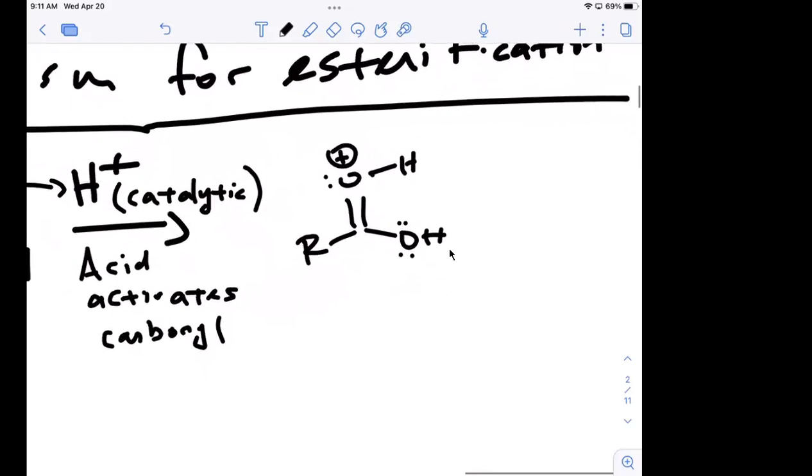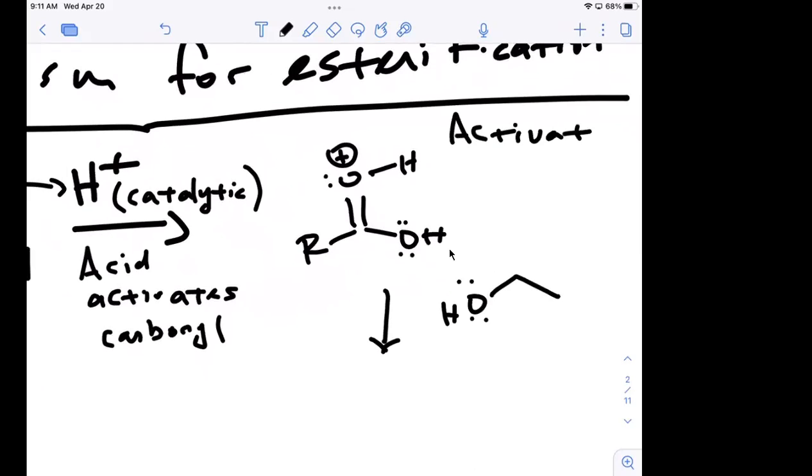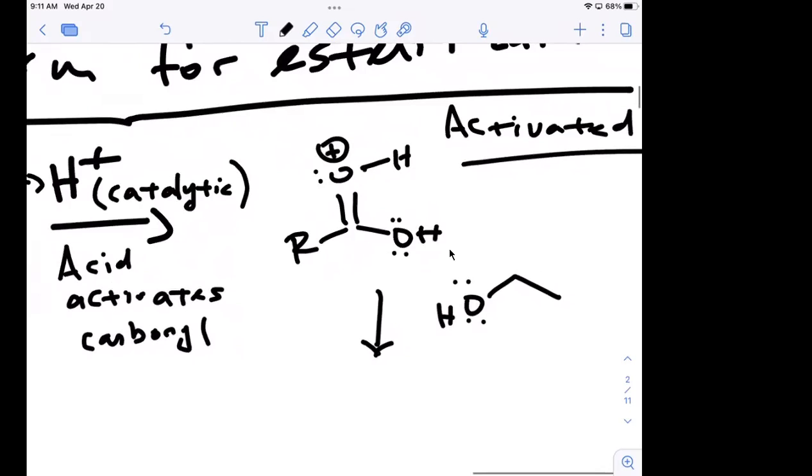And now that's activated for addition. Right, so once that gets activated, your alcohol is going to come in. I'll just use the one we have. So now this is activated. It's more reactive. That dipole on that carbonyl pi bond is even more polarized towards oxygen because of that plus charge. And so now this can come in and attack here, right?